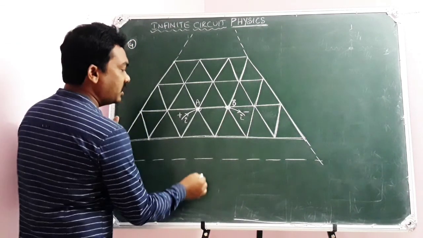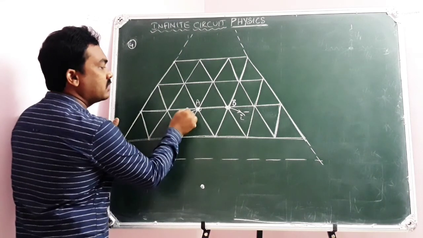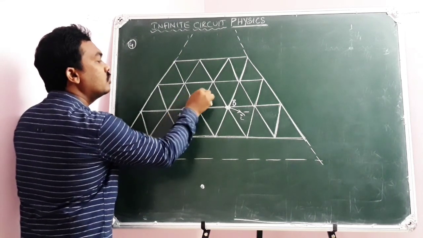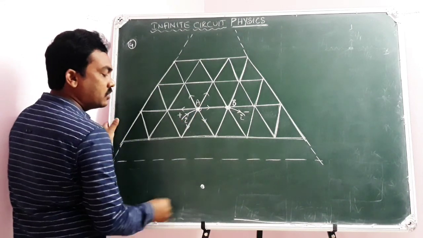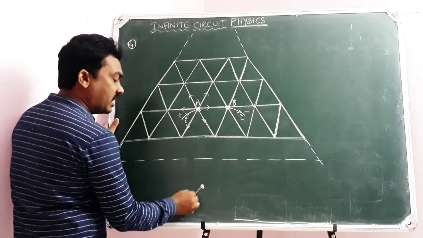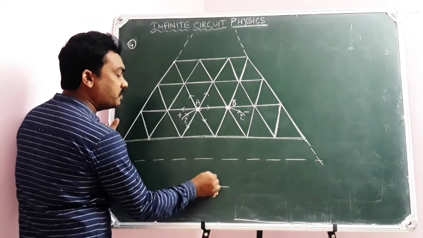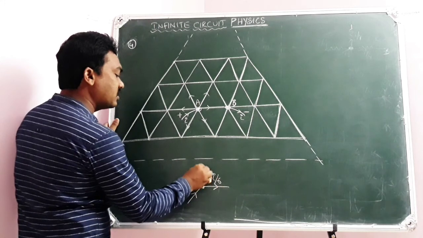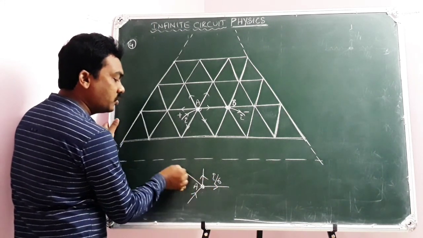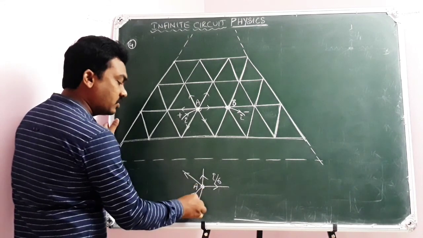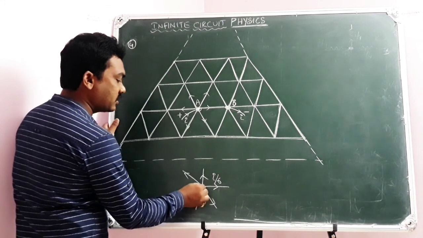Then in this situation, at A you can find 6 different paths. This is 1, 2, 3, 4, 5, 6. So when current is entering at A, certainly in each path you can expect I by 6. When A is an isolated junction with 1, 2, 3, and here it is 4, here it is 5, and here it is 6.